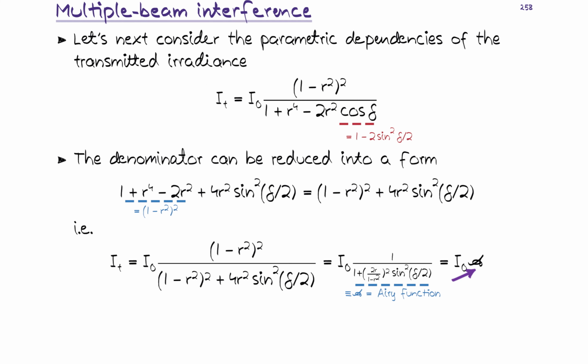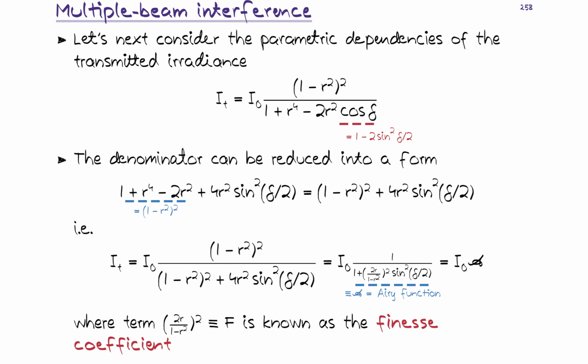So we have this very, very wiggly looking A figure here. So the term 2 times r divided by 1 minus r squared, that we can also define as an F, and this is known as the finesse coefficient. And this finesse coefficient is actually a quite useful parameter, because it tells about the performance and the properties of these kind of resonators. And this, in fact, is essentially like a resonator.